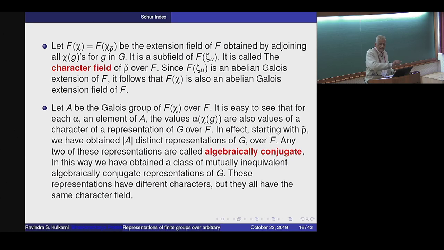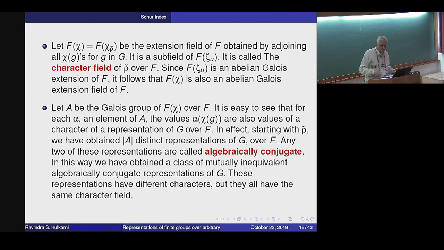And this F(chi) is the standard notation that is followed, say, in Martin Isaacs' book. This is the extension field of F by adjoining all the character values of G, and it is called the character field of this representation rho tilde over F. Since F(zeta_U) is an abelian Galois extension of F, it follows that F(chi) is also an abelian Galois extension field of F. So let A be the Galois group of F(chi) over F.